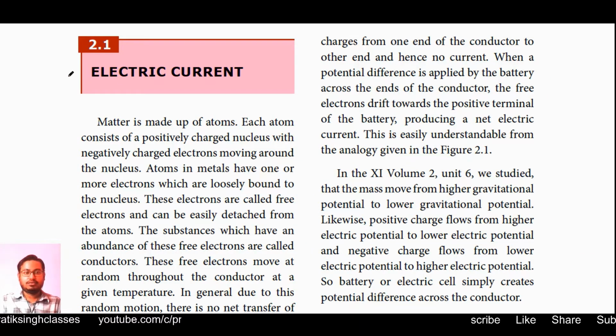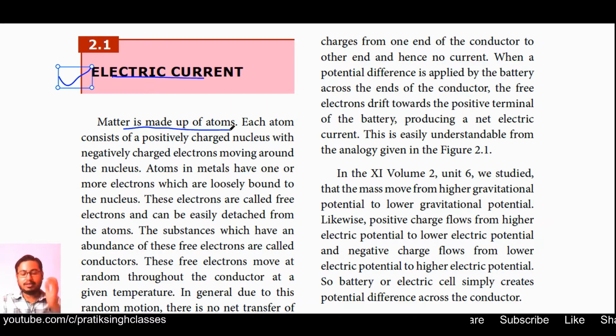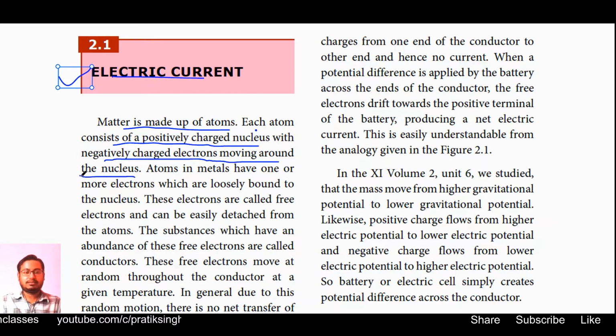All right, section 2.1, the first topic of unit 2, that is current electricity. Matter is made up of atoms, you know very well, and atoms are again made up of electrons, protons, and neutrons. Each atom consists of a positively charged nucleus with negatively charged electrons moving around the nucleus. The nucleus is the central part of any atom, where there are positive charges like protons and neutral particles like neutrons, and electrons move around it in particular directions and at particular distances, known as shells and subshells.